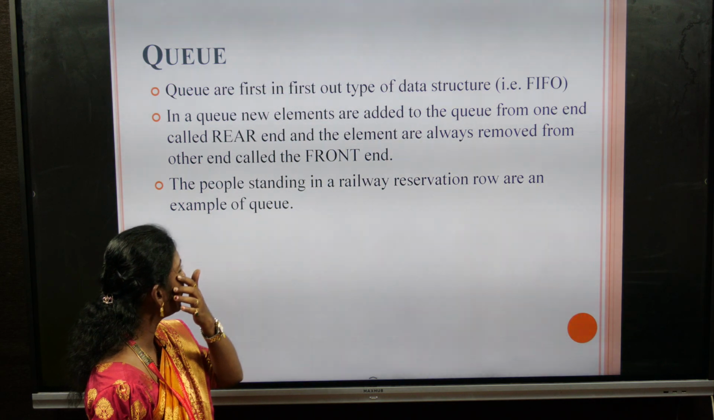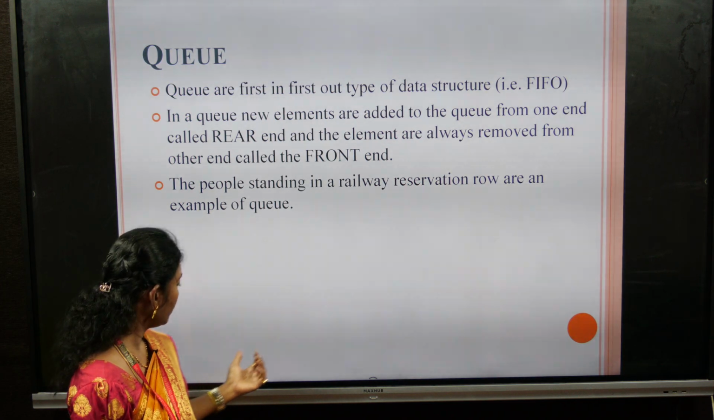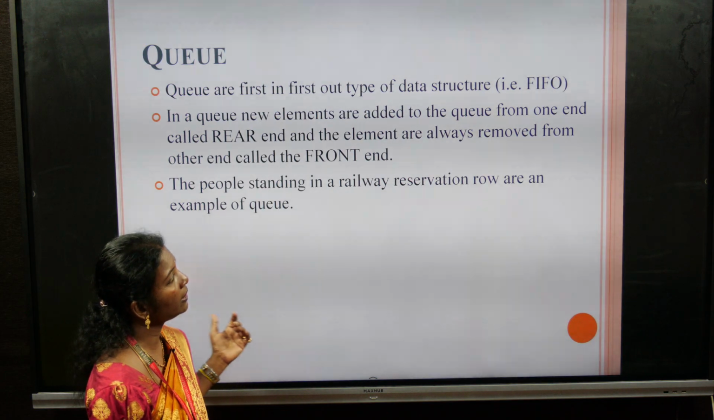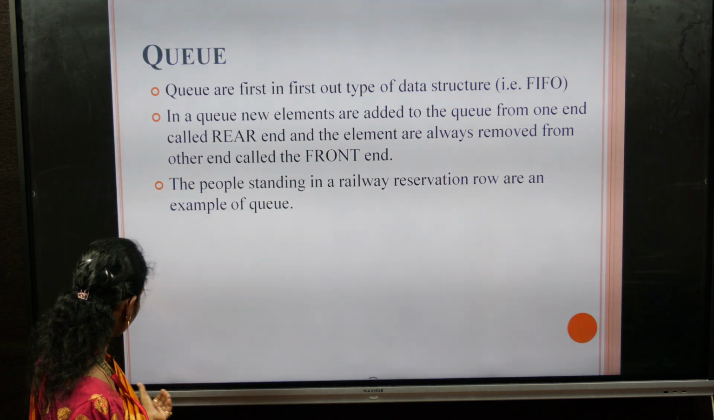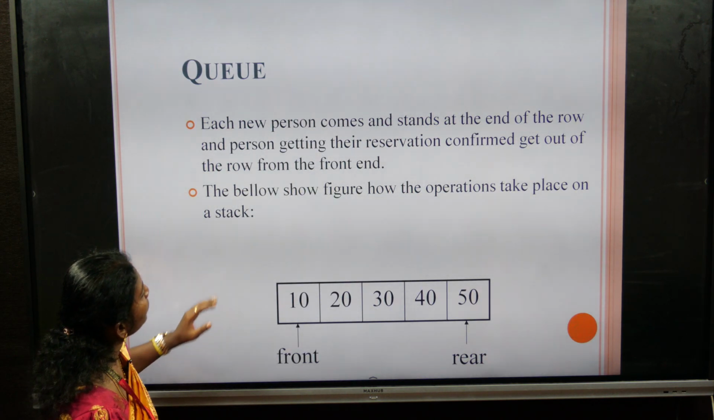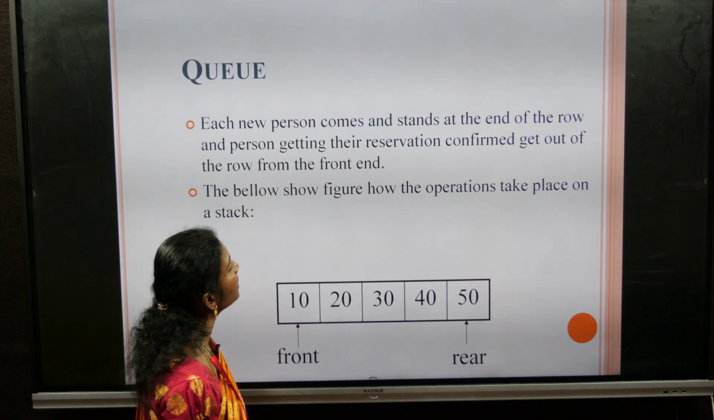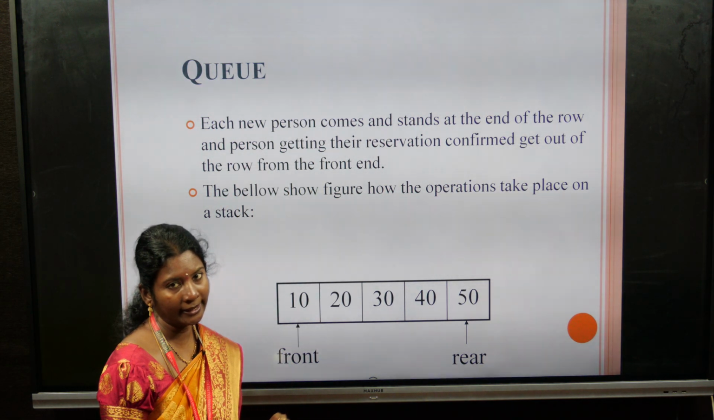The people standing in a railway reservation row are an example of a queue. Whoever enters first will be relieved first. That's the reason why it is also known as a first in, first out data structure. Each new person comes and stands at the end of the row, and the person getting the reservation confirmed gets out of the row from the front end.